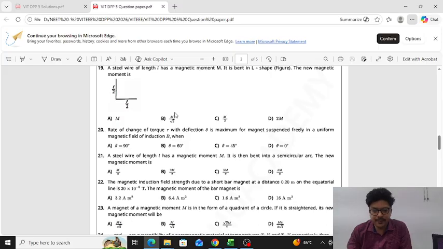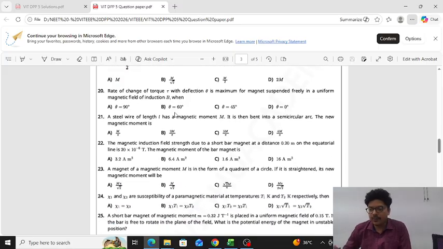Okay, so next question. Question number 20. Rate of change of torque with deflection theta is maximum for a magnet suspended freely in a uniform magnetic field of induction B when theta is equal to.